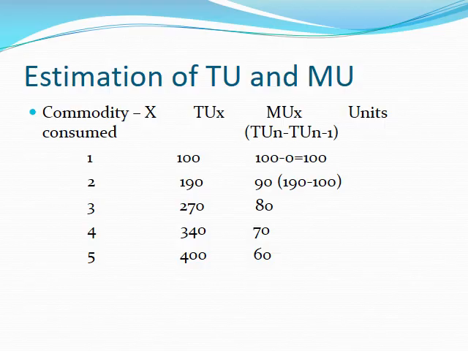In the second case, total utility is 190. So 190 minus 100, it shall be 90 in case of the second unit. Similarly, in case of the fifth unit, the total utility derived is 400 and TUn-1 is 340. 400 minus 340 is equal to 60. So marginal utility of the fifth unit is 60 utils.